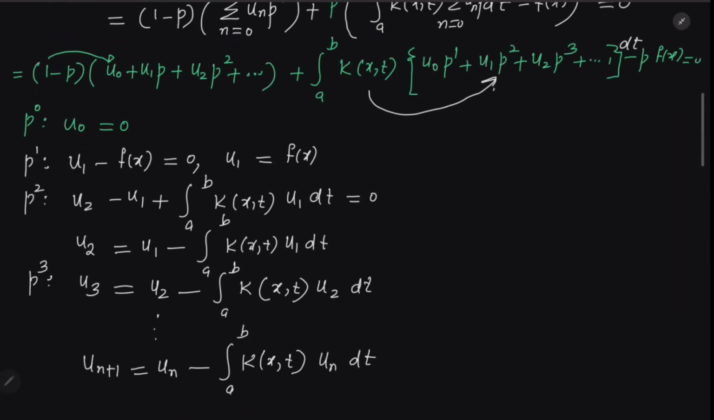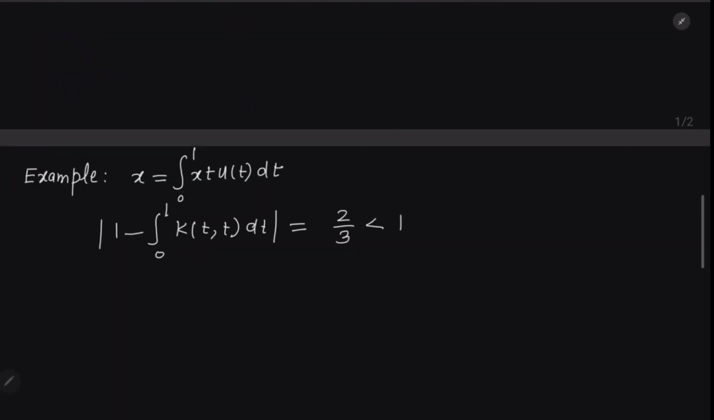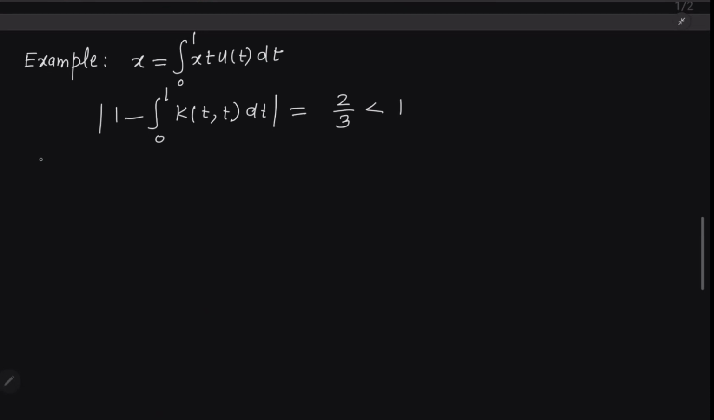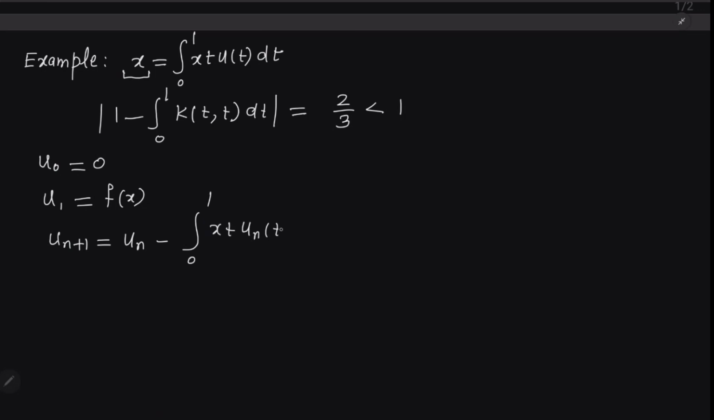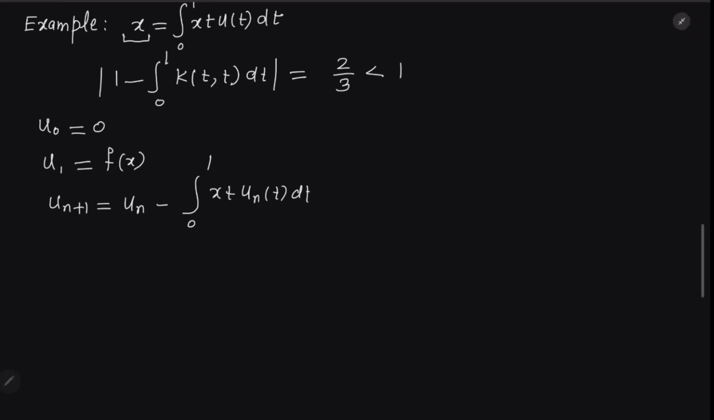So according to this formula that we derived, maybe I repeat again so that you keep this in your mind. U naught is 0, u1 is your function f of x on the left hand side over here. Then we have un plus 1 equals un minus integral 0 to 1 xt un t dt. That's what we have over here, and n should be greater than or equal to 1.